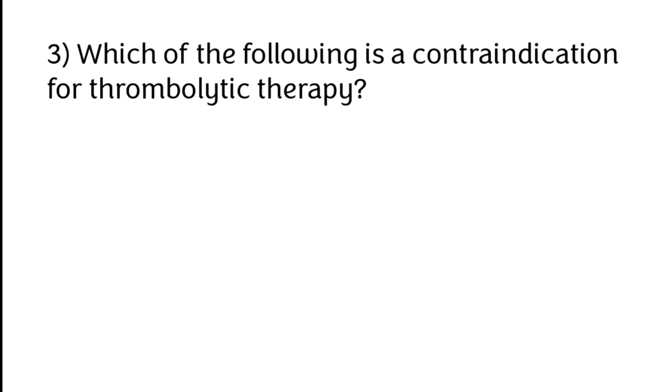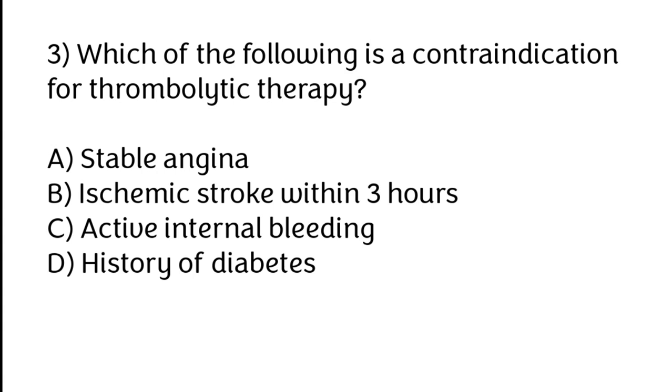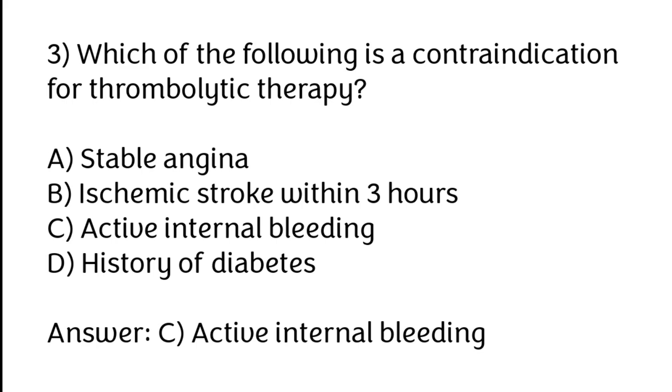Which of the following is a contraindication for thrombolytic therapy? Stable angina, ischemic stroke within 3 hours, active internal bleeding, history of diabetes. Correct answer is option C, active internal bleeding.